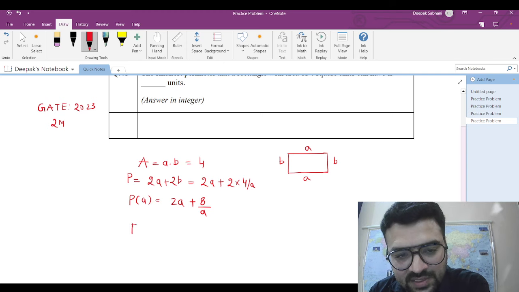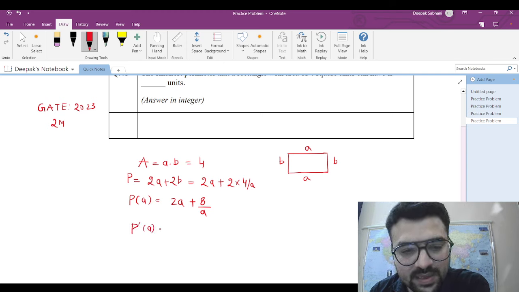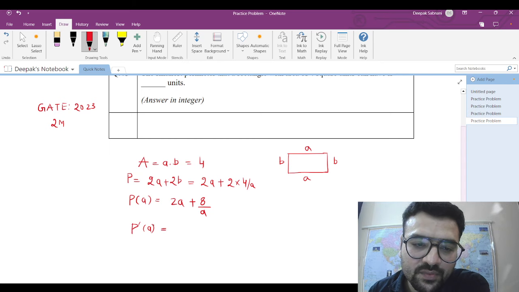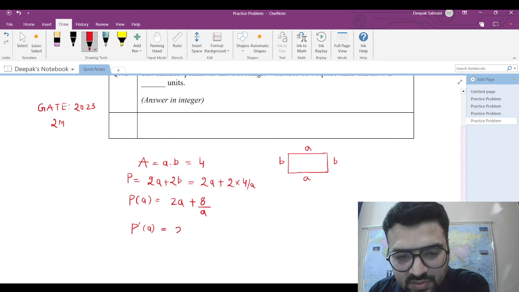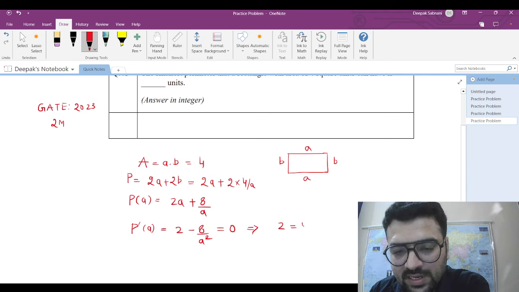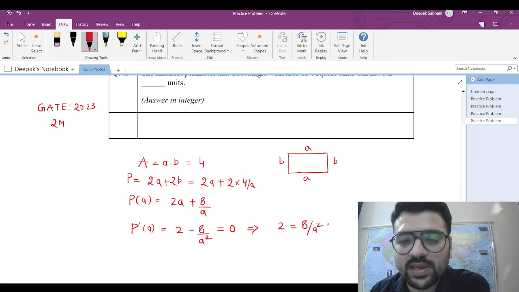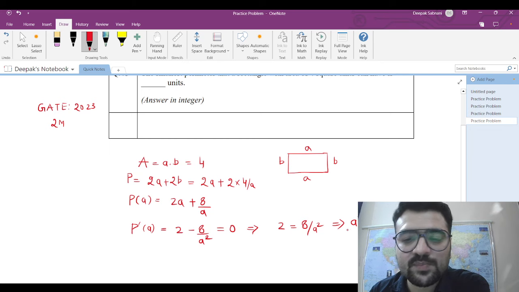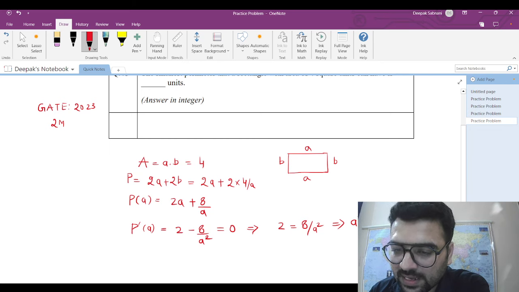So we know by differentiation, I can find the minimum value. That is the extremas. At extremas, P dash A is 0. So that is 2 minus 8 by A square is 0. So we need to find the critical points first. So this means 2 is equal to 8 by A square. And this implies A square is 4. So A plus 2, A minus 2 is 0. Or A I can write as plus minus 2.